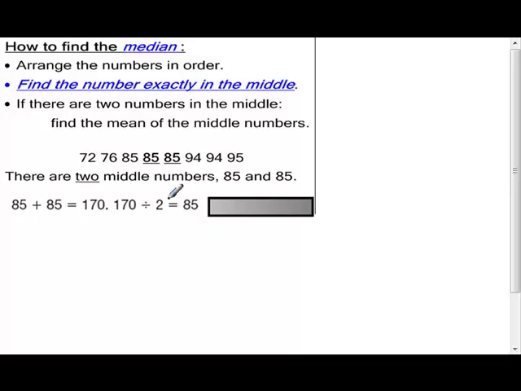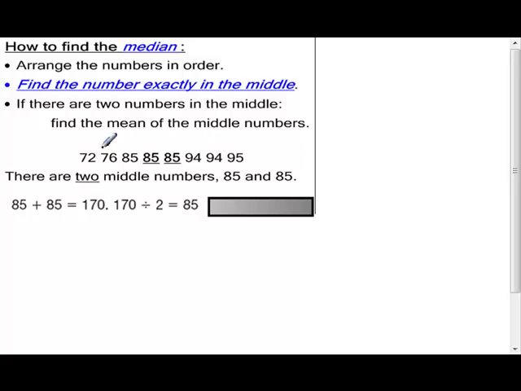So let's take a quick look here. The first step to find the median is to arrange the numbers in order. And when we say in order, we're talking about from least to greatest. So these numbers right here, let's see if they're already in order. 72, 76, 85, 85, 85, 94, 94, 95. And yes, they are in order. If there are two numbers in the middle, then you find the mean of the middle numbers. So let's count how many numbers we have. 1, 2, 3, 4, 5, 6, 7, 8.